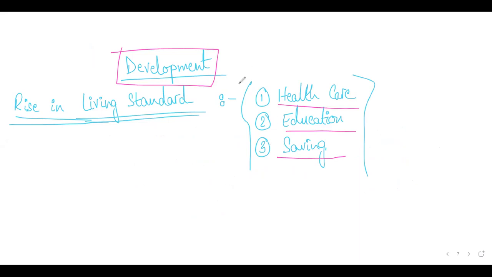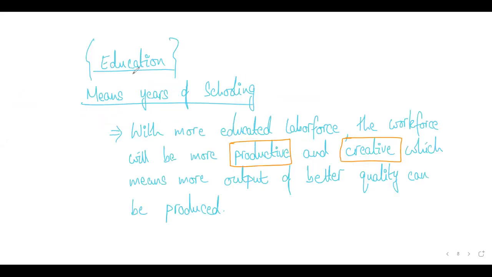Then, since the question was asking about these three factors, we'll talk about the significance of each of these factors one by one. So firstly, for education, you said with a more educated labor force, the workforce will be more productive, they will produce more output of better quality, and that would benefit everyone in the country.